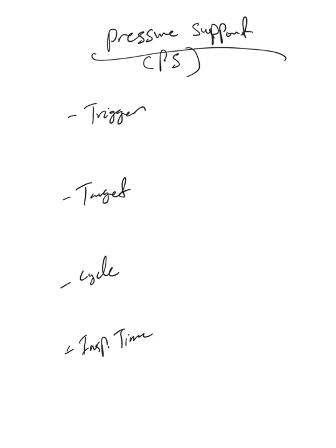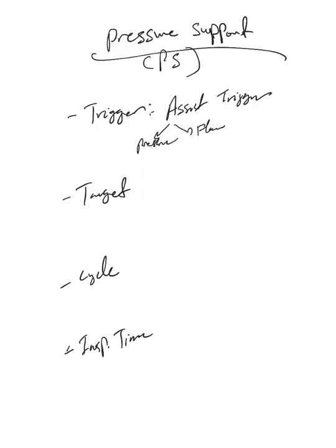Let's move on to pressure support. Again, please watch my videos in order. The pressure support (PS) trigger is purely assist trigger, purely patient trigger only. So it's patient trigger only, and here you have to pick either pressure trigger or flow trigger.